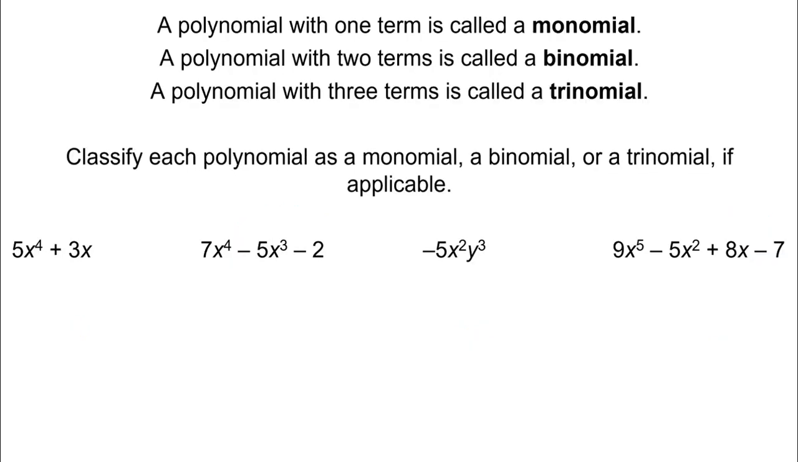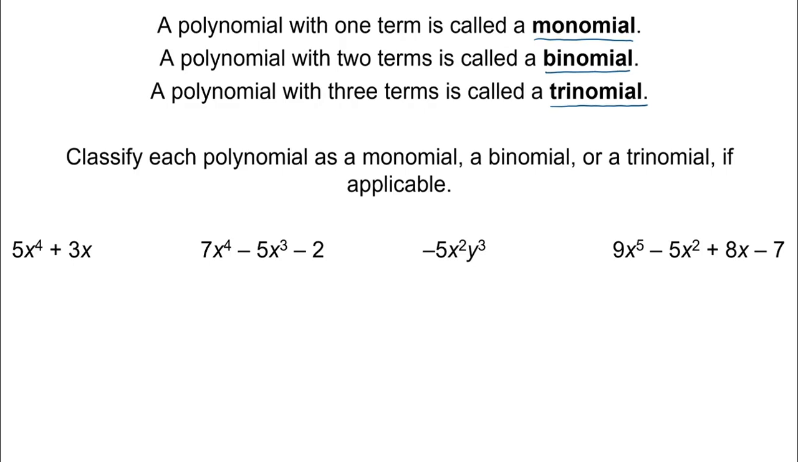Now that we know how to identify polynomials and we know what they are, let's talk about some special terms that are used to identify special types of polynomials. So the first term is monomial. Monomial is just what we call a polynomial with one single term. A polynomial with 2 terms we call a binomial, and a polynomial with 3 terms we call a trinomial. Now, if we're working with a polynomial that has more than 3 terms, we don't have a special name for it. We just call it a polynomial.